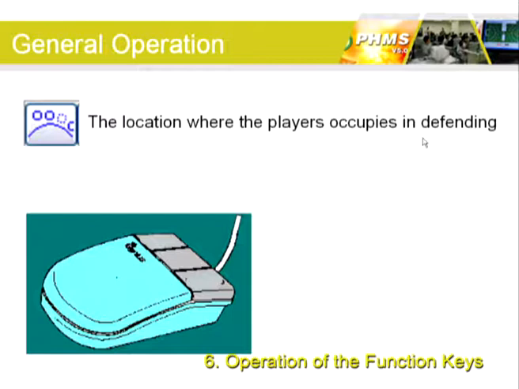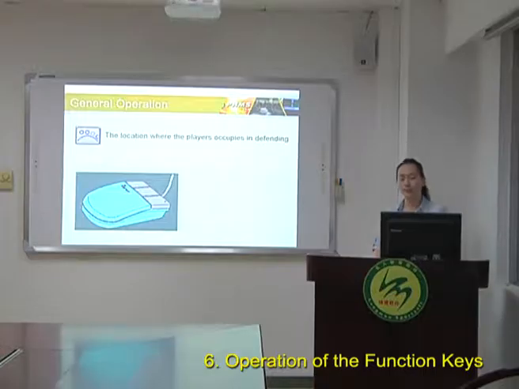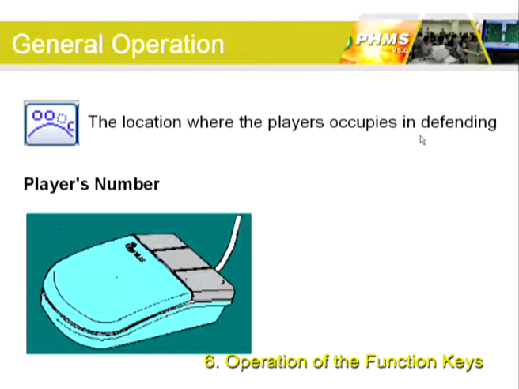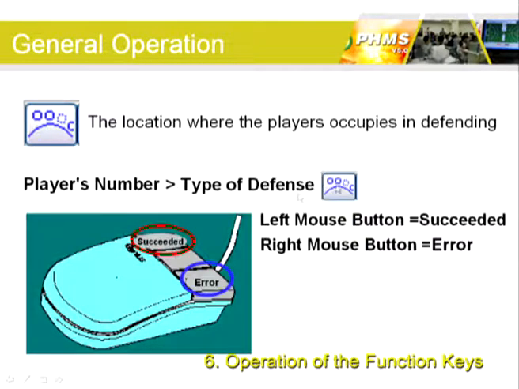So as the individual, you must choose one proper position to defend against the attackers in case they shoot and go. How we use it is very similar to the shooting. Just the player's number, but now the player's number is the defender's number, not the attacker's number anymore. And the type of defense is now a position. And as I said before, the left button means go and the right button means not go. So the same here: the left means succeed, the right means fail.